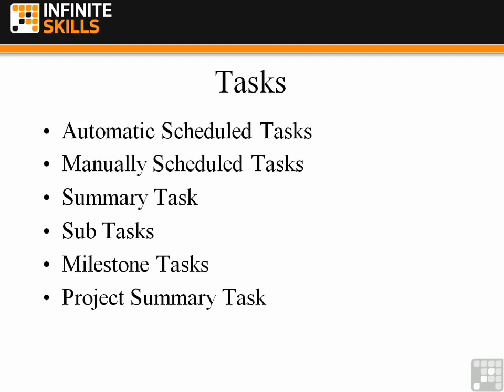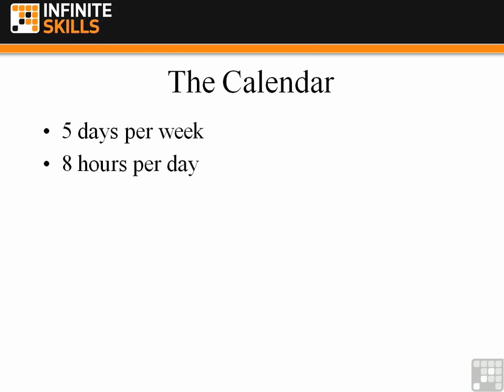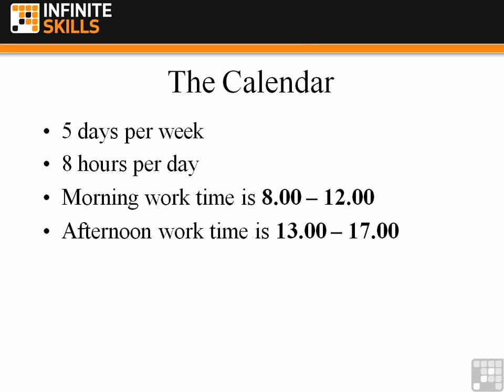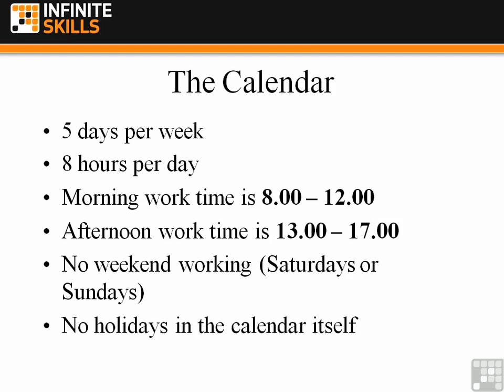In Microsoft Project, there is a calendar. This controls the availability of resources within the project. Now there are a number of defaults to this calendar, and the defaults are that everybody works 5 days a week, everybody works 8 hours a day, they work in the morning from 8 till 12 and they work in the afternoon from 1 till 5. There is no weekend working, no Saturdays and no Sundays. And within the calendar there are no holidays.